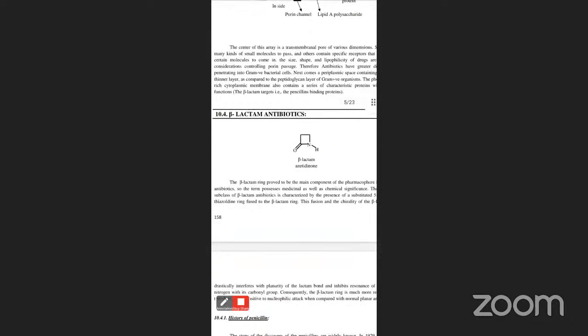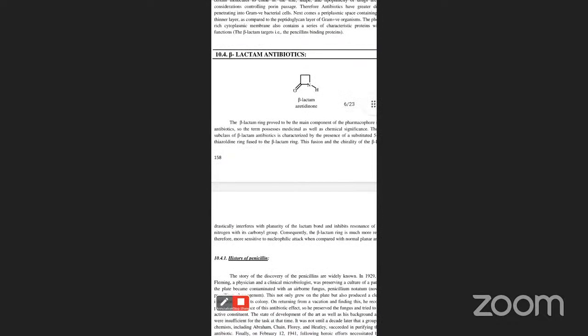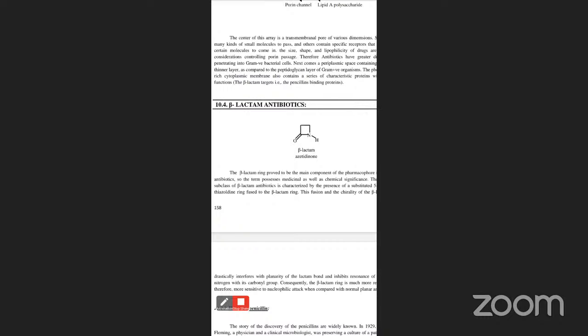In the beta lactam antibiotics, the main and important example is the penicillins here, right? The penicillin has the beta lactam ring. So the antibiotics which have the beta lactam ring are known as the beta lactam antibiotics, right? A very important drug in this category is penicillin, which has the beta lactam azetidine ring.